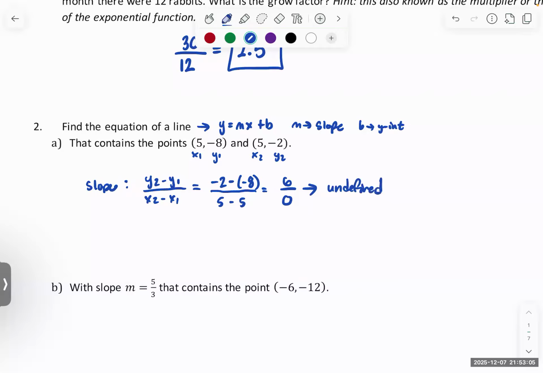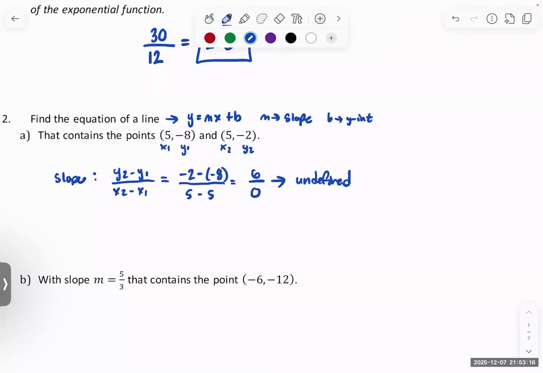And when the slope is undefined, you're not going to have an mx. You're just going to have y equals some y-intercept. Now, there's no y-intercept here, so whenever you have an undefined slope, it's going to be a vertical line. Now, I just want to go ahead and graph this real quickly. Because if we were to do this, 5 comma -2 is here, and 5 comma -8 is here. So this is just the equation of a vertical line at x equals 5, because that's what it means to have an undefined slope.